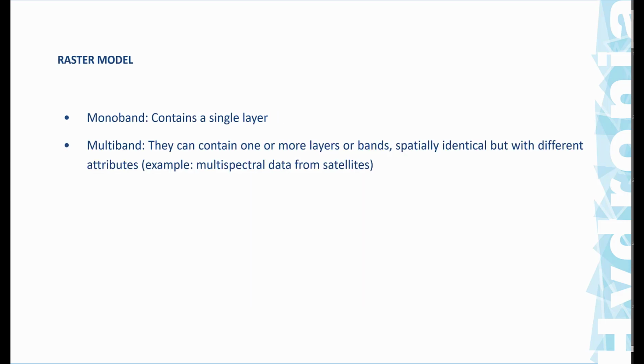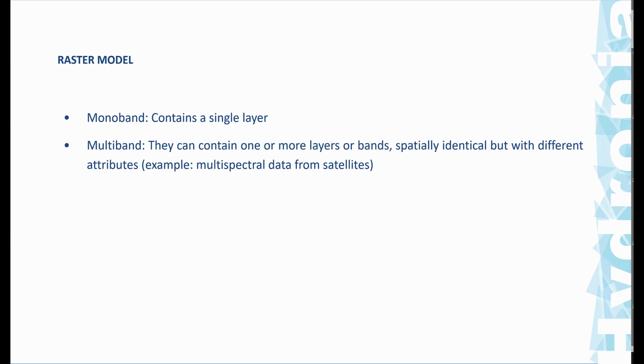Another characteristic of raster files is that they can be either monoband or multi-band. The files that are usually processed and generated by the Hydrobid flood are monoband. They contain a single layer.